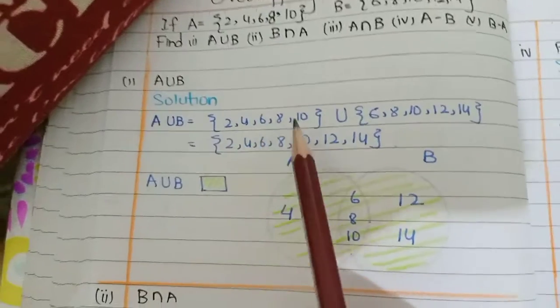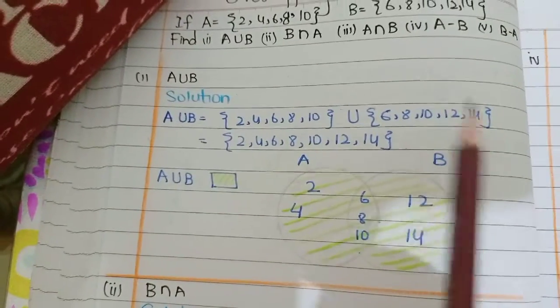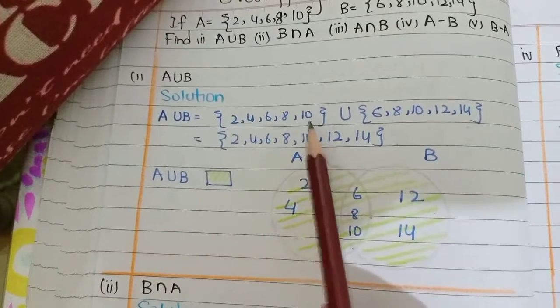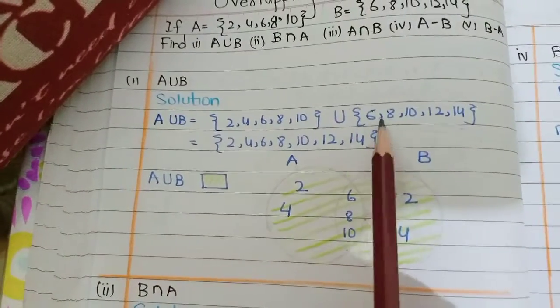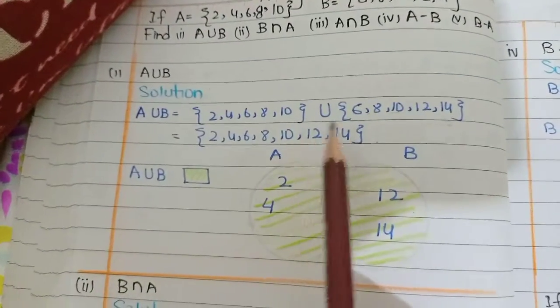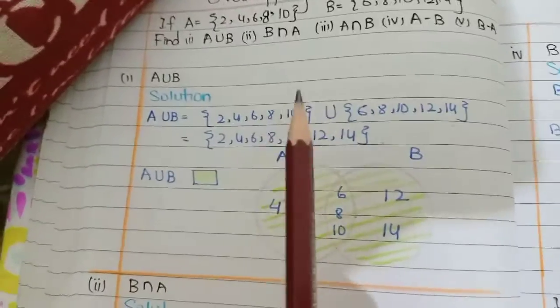A union B: copy the elements of A, copy the elements of B. Union will be, just write down the elements one time. So 2, 4, 6, 8, 10, 12 and 14. I will not write 6, 8, 10 again, because I know that in sets we do not repeat the numbers. We only write it one time.